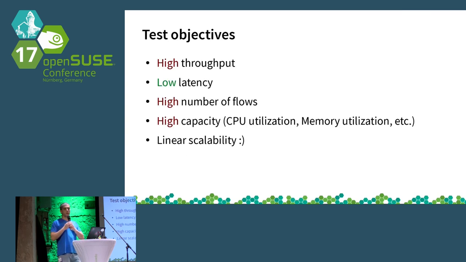One thing is for sure, we have test objectives, and it's almost needless to say, but we want very high throughput from our system. We want low latency. We want a very high number of flows to be handled by our platform. The more flows we can handle, the more things we can pack on one single machine. And we want it to be with a high capacity, which again goes very likely hand in hand with the high number of flows. So we want to make the perfect use of our CPU, of our memory, and get the most out of what we have.